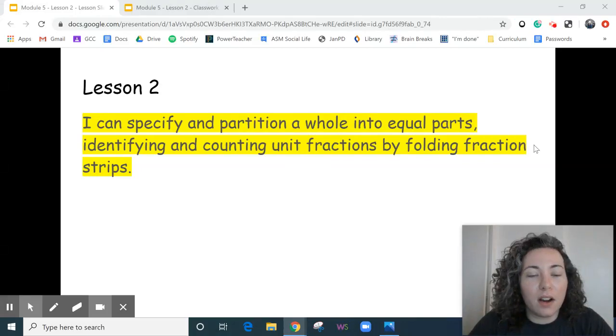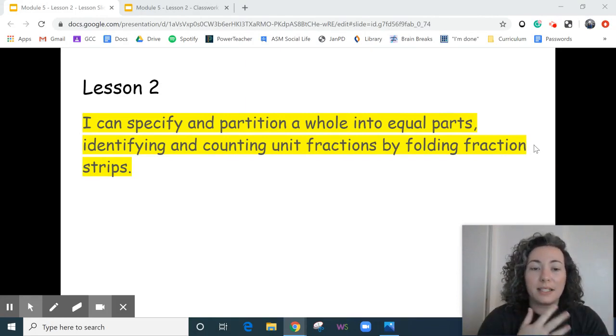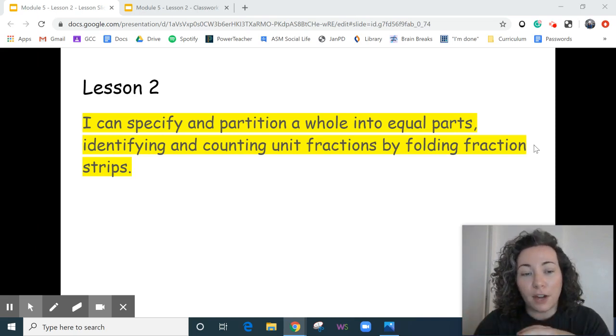Welcome to a fraction lesson. Today we are talking about partitioning or dividing a whole into equal parts and being able to identify and count unit fractions. It says by folding fraction strips.